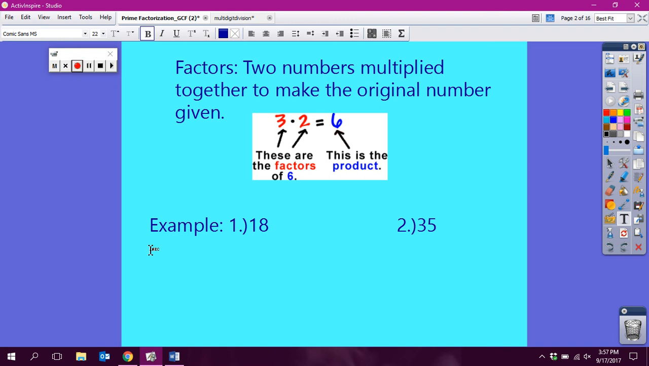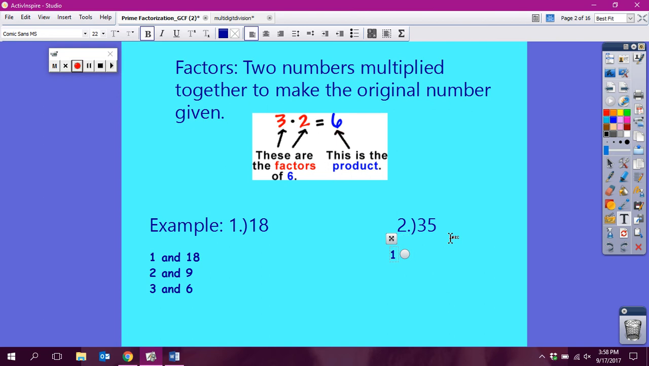For example, 18 has the factors of 1 and 18. It also has the factors of 2 and 9, and the factors of 3 and 6. The reason I know I can't go any further is because nothing between 3 and 6 can be multiplied together to make 18. So as you can see, some numbers have multiple factors while others have fewer than 18 has.